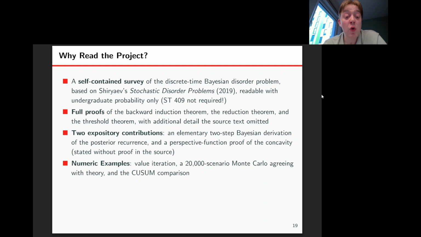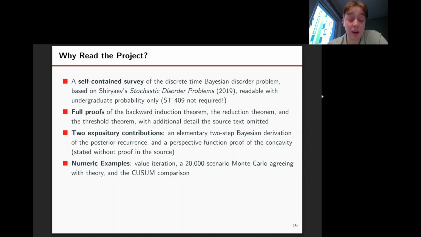I also made 2 expository contributions, one of which being an elementary 2-step Bayesian derivation of the posterior recurrence, which we saw in the first part, and the perspective function proof of concavity, which was stated without proof in the source, which we covered in the third section.